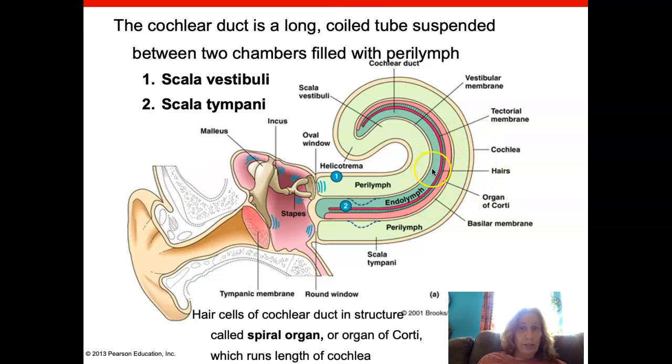I hope you can understand how we hear and just get the gist of it. Okay, again, there's hair cells related to hearing, and the hair cells are going to be in this cochlear duct. And the main organ of hearing is called the spiral organ, or the organ of Corti. Now, this organ of Corti runs the length of the cochlear duct. So let's look here. In this picture, the organ of Corti is pink. And you can see the hair cells coming out.